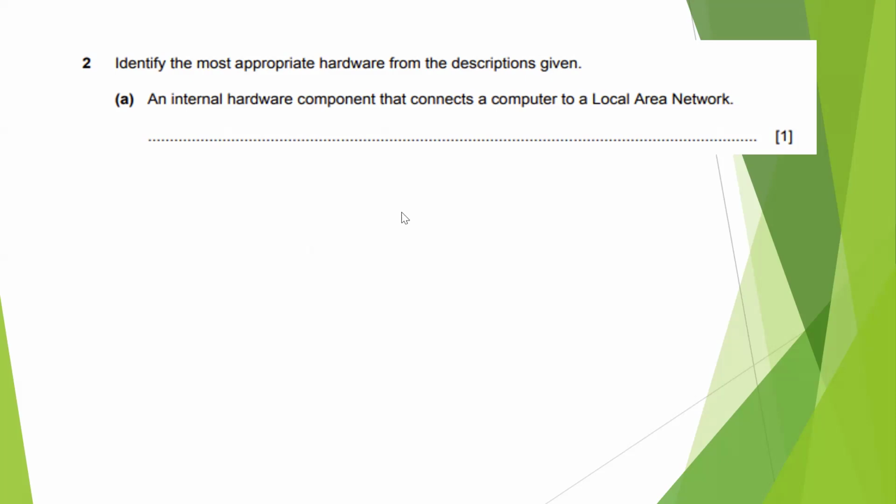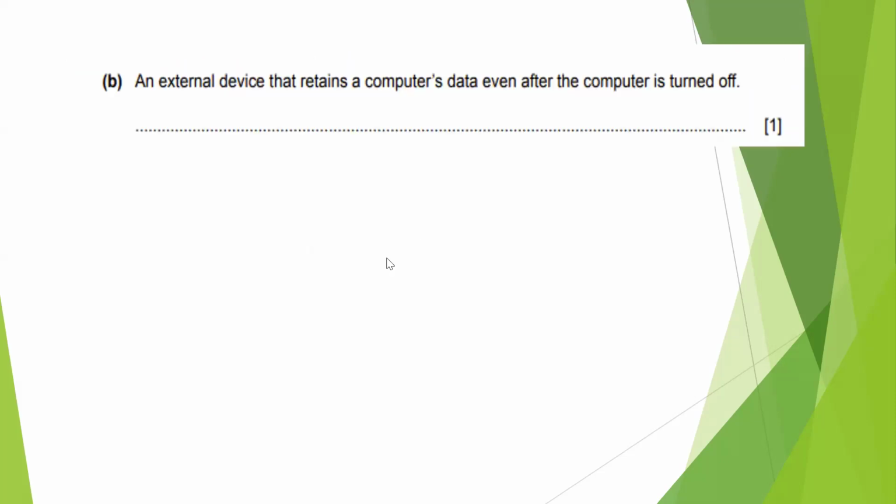Is it the motherboard? The motherboard is the overall board, and it has many components. See this one, LAN card, network interface card. We also call it LAN card, local area network card, or Ethernet card. Yes, we also call it Ethernet card.